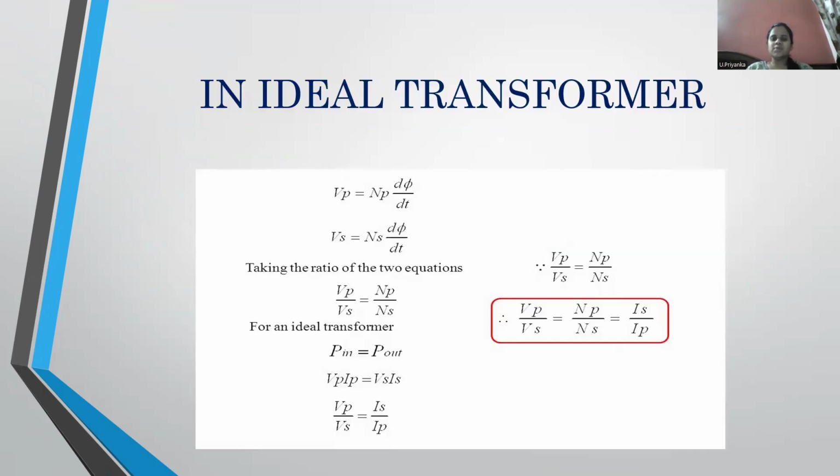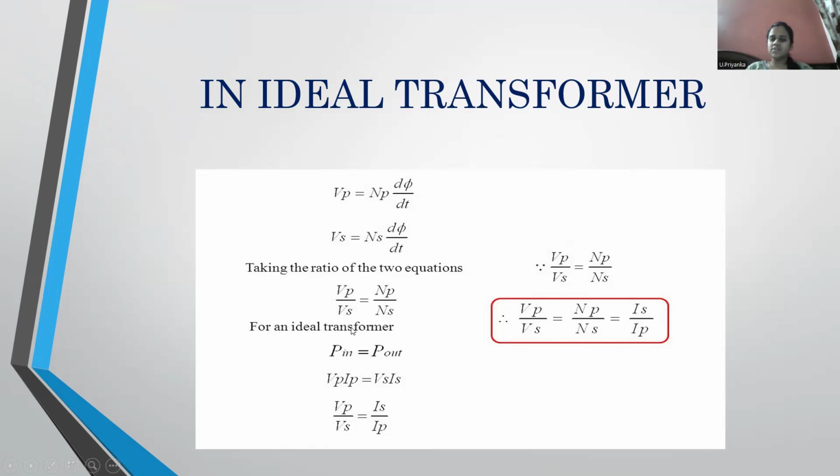In an ideal transformer, the following relations take place. The voltage across the primary is equal to the number of turns in the primary coil times the rate of change of flux, whereas the voltage across the secondary coil is equal to the number of turns in the secondary coil times the rate of change of flux. By taking the ratio of the above two equations, we get the voltage across primary by voltage across secondary is equal to the number of turns of primary by the number of turns of secondary.